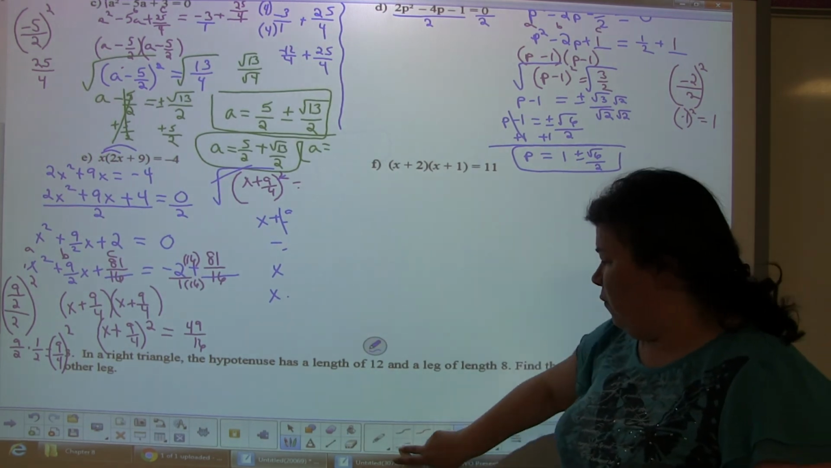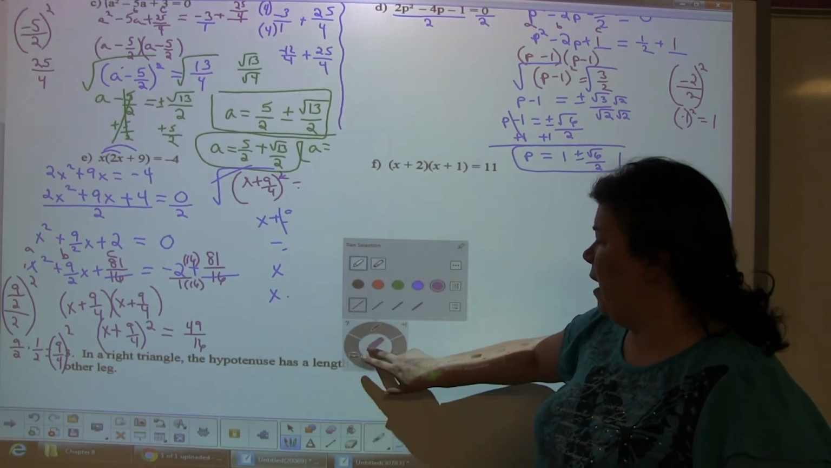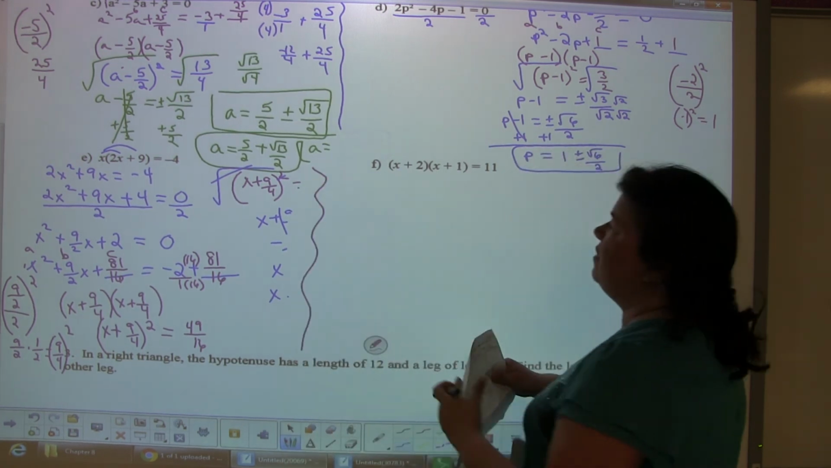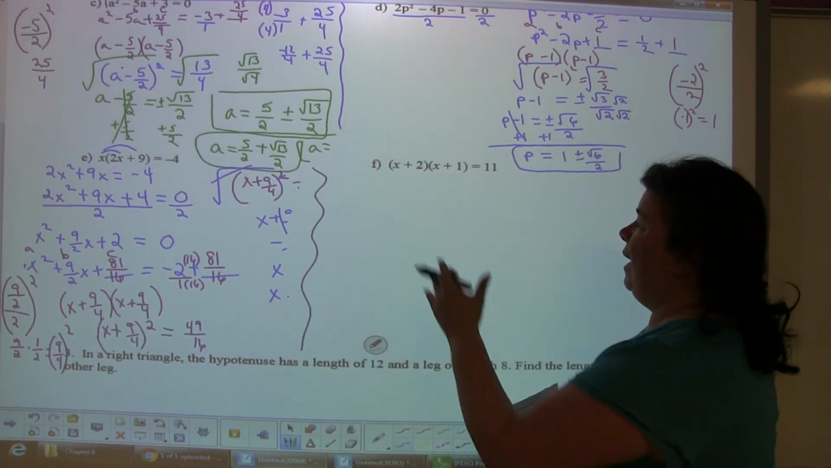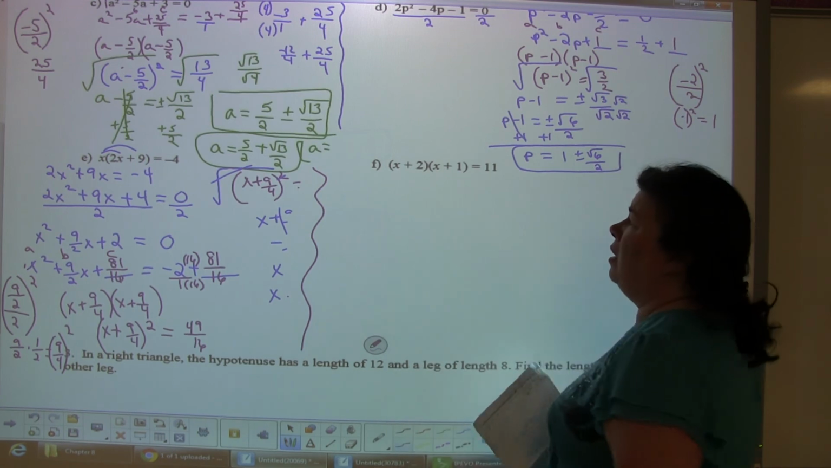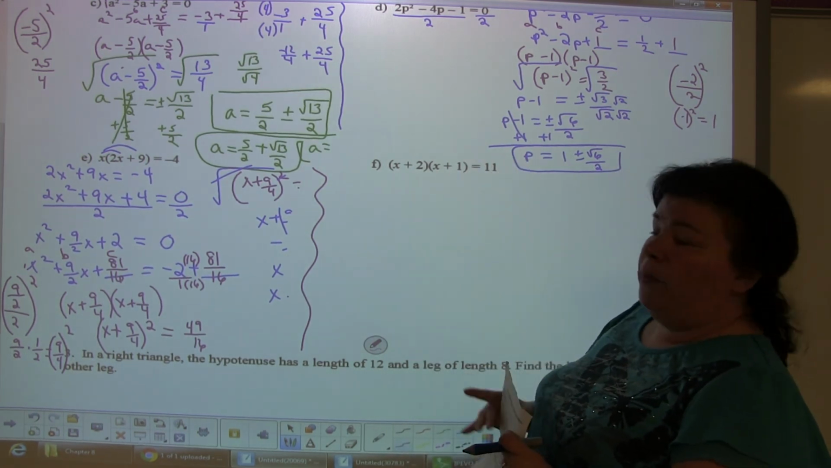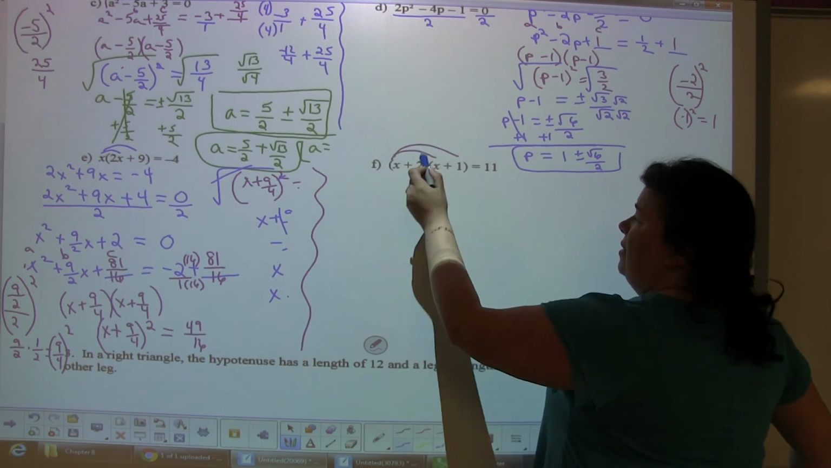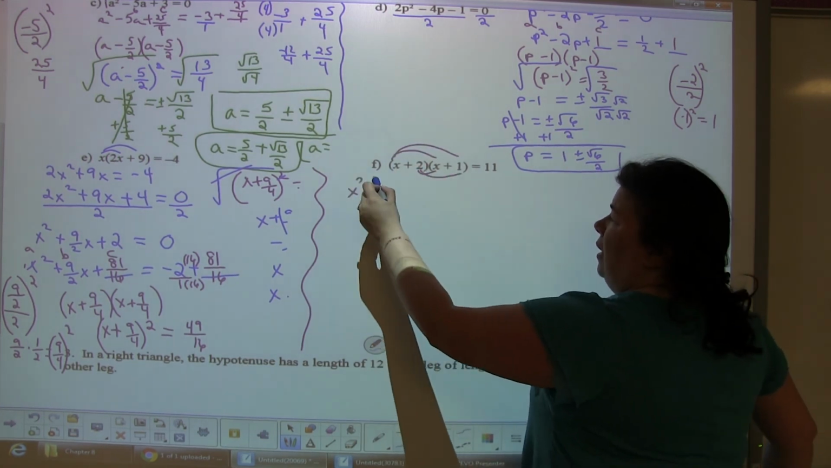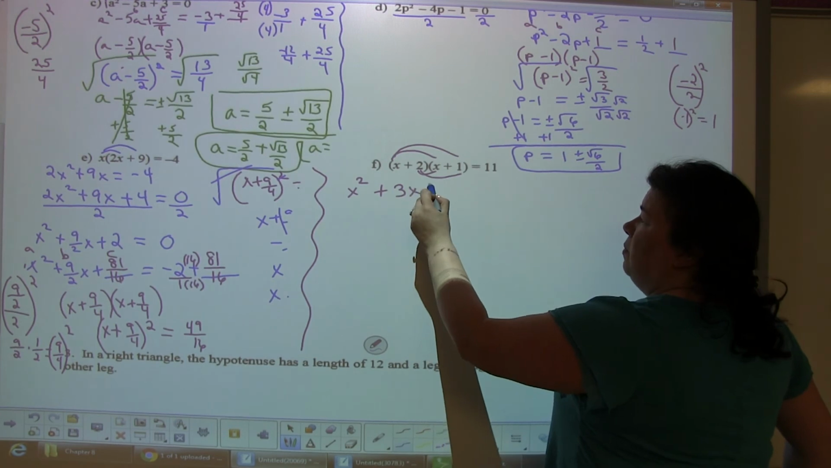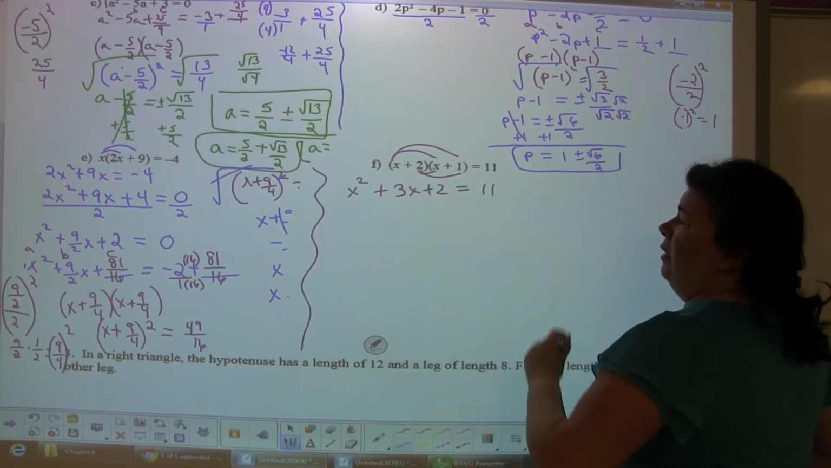So for part F, problem F, we have some simplifying to do. Okay, we can't just leave it like this. This is not factored form because we have some random number out there. So we're going to go ahead and simplify by FOILing. So we're going to get x squared plus 3x plus 2 equals 11.